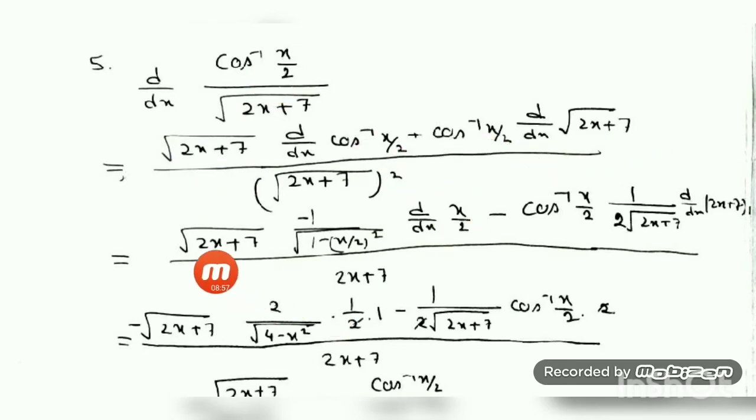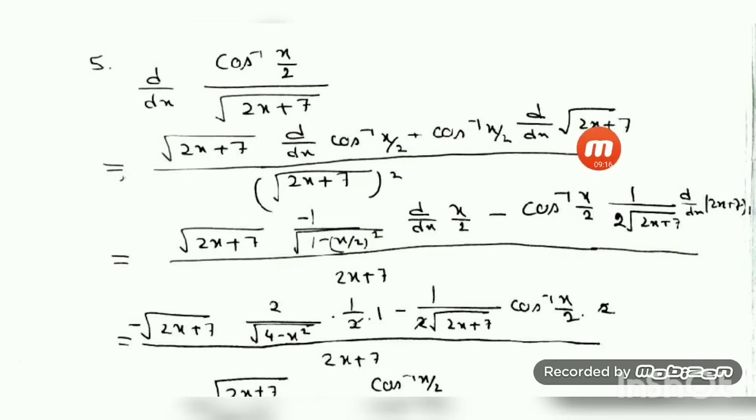So let us apply the formula now. Root over (2x + 3). What is the formula that can be applied here? x by 2, so you can use the cos inverse formula. Okay. The derivative of cos inverse of x is minus 1 by under root of 1 minus x squared, where x is (x by 2) whole squared, into d/dx of x by 2. Minus, this is cos inverse of x by 2.